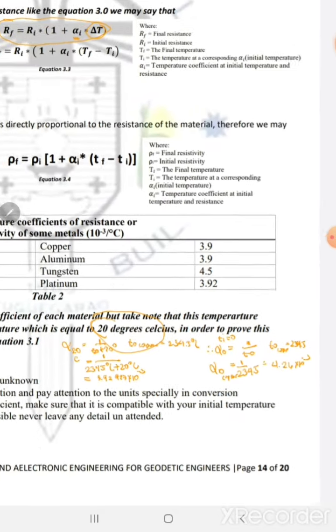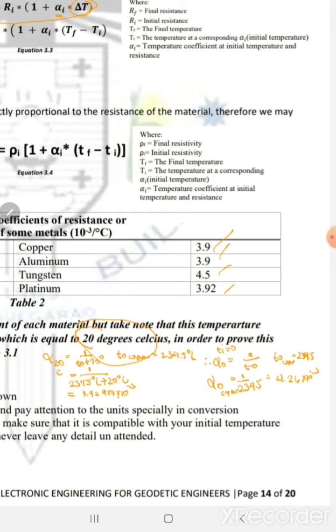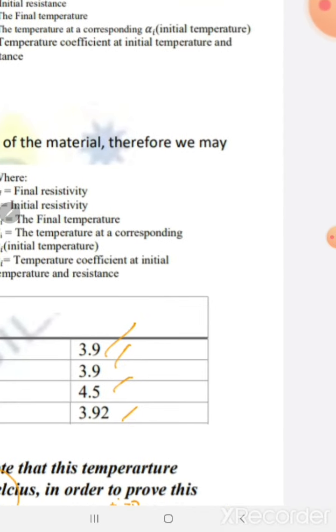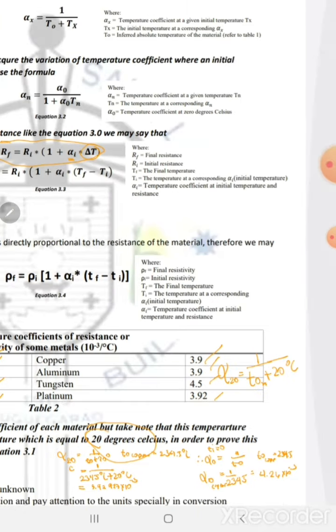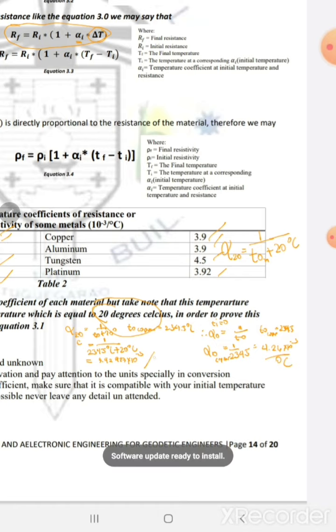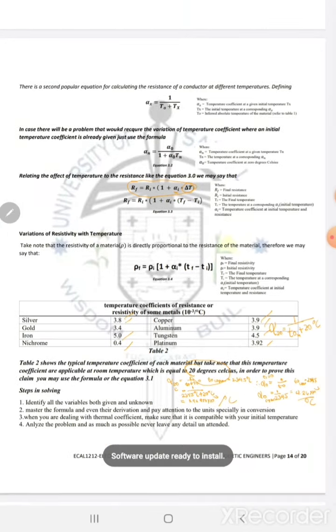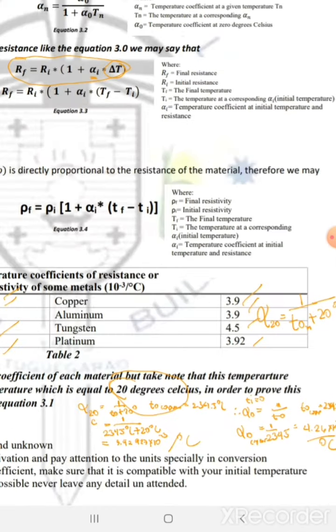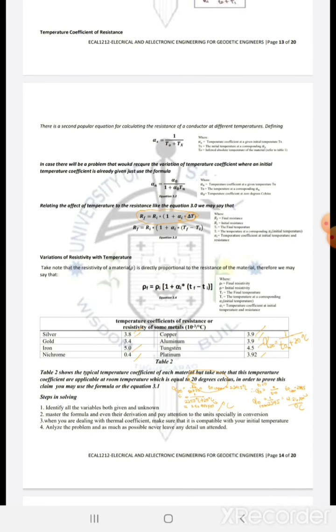Okay, take note. In order to check this one, para mag-convince kayo, alpha at 20 degrees is equal to 1 divided by TO of the material plus 20. Yan yung sagot natin na formula. So, per degree Celsius yan. Per degree Celsius din to. Okay? May mga tanong, guys? Pag may tanong, just comment down below.